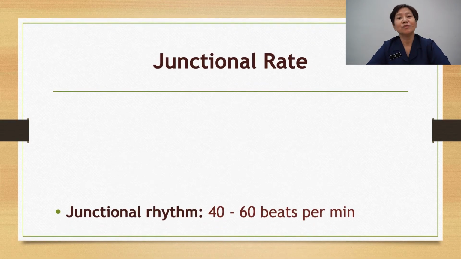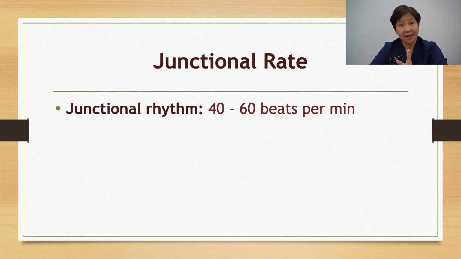Okay, now we come to junctional rhythm. It means that your SA node has failed and cannot fire anymore. The atrium is also unable to fire. Therefore, your AV node takes over the function. But when your AV node takes over, the rate will be slower. Remember, sinus rhythm gives you around 60 to 100. The AV node can only give you 40 to 60 beats per minute.